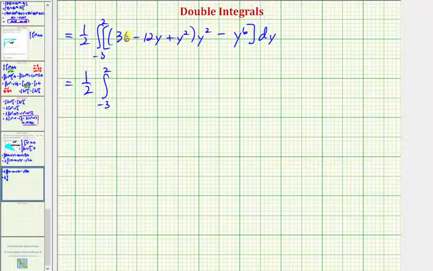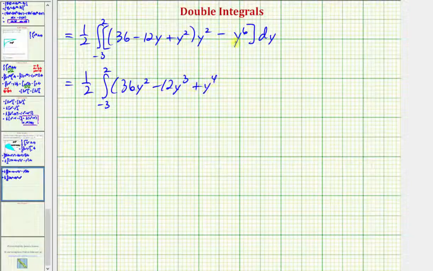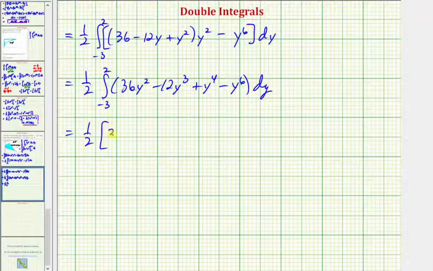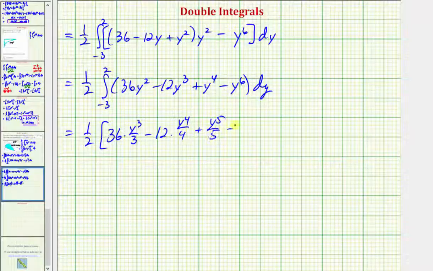So distributing, we'd have 36y squared minus 12y to the 3rd plus y to the 4th, and then we have minus y to the 6th. So we don't have any like terms, so now we can go and integrate with respect to y. So we'd have 36 times y to the 3rd divided by 3 minus 12 times y to the 4th divided by 4 plus y to the 5th divided by 5 minus y to the 7th divided by 7.